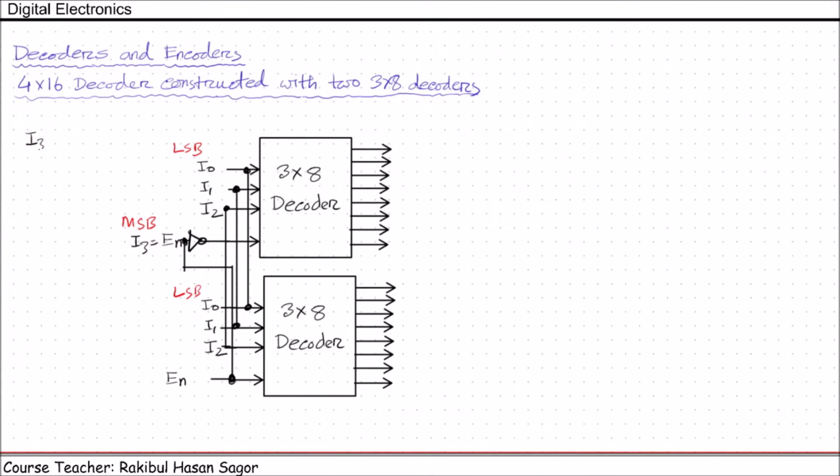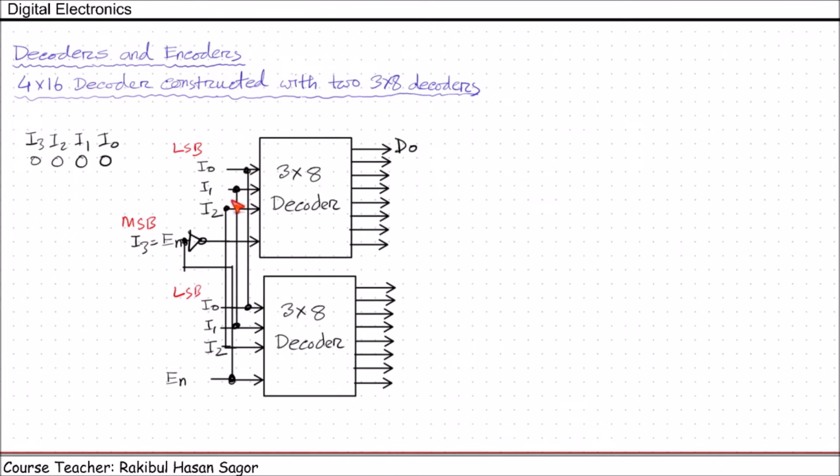Now if we have I3, I2, I1, I0, if all these values are 0, 0, 0, 0, what will happen? When I3 equals 0, that means we are providing enable equals 0, and this is directly connected with the second decoder. So this decoder will be deactivated, and this 0 will be inverted here. That means we'll get 1 here. That means the enable input of this decoder is getting 1 here. So whenever we are providing 0, 0, 0 for I0, I1 and I2, the first output D0 will be activated, others will be deactivated.